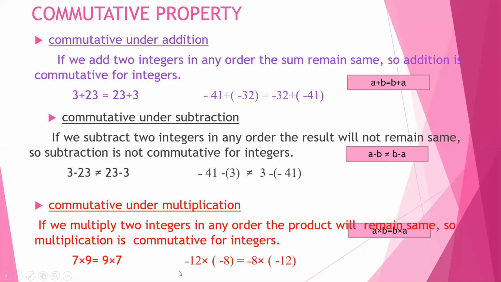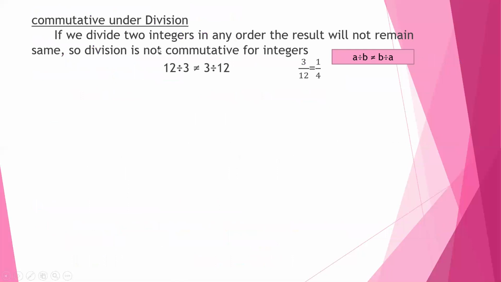Now, the next is commutative under division. Just like in subtraction, if we divide two integers in any order, the result will not remain the same. So division is also not commutative for integers. Here is one example: 12 divided by 3. We know 3 fours are 12. When I'm dividing 3 by 12, I'm getting 1 upon 4. So both the answers are different.